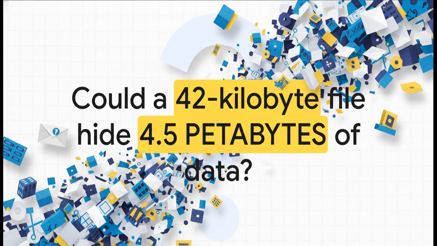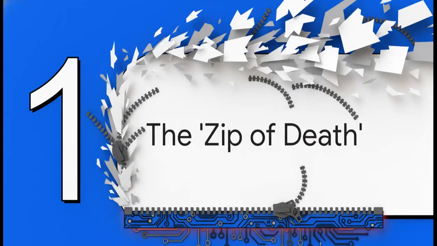Could a tiny file, one that's small enough to just attach to an email, secretly be holding an amount of data so massive it would take thousands of high-end computers just to store it? It sounds crazy, right? But that's exactly what we're digging into today. To get our heads around this, you have to meet the culprit. Now, it has a few different names, like decompression bomb, but its most famous, and probably its most fitting nickname is the zip of death.